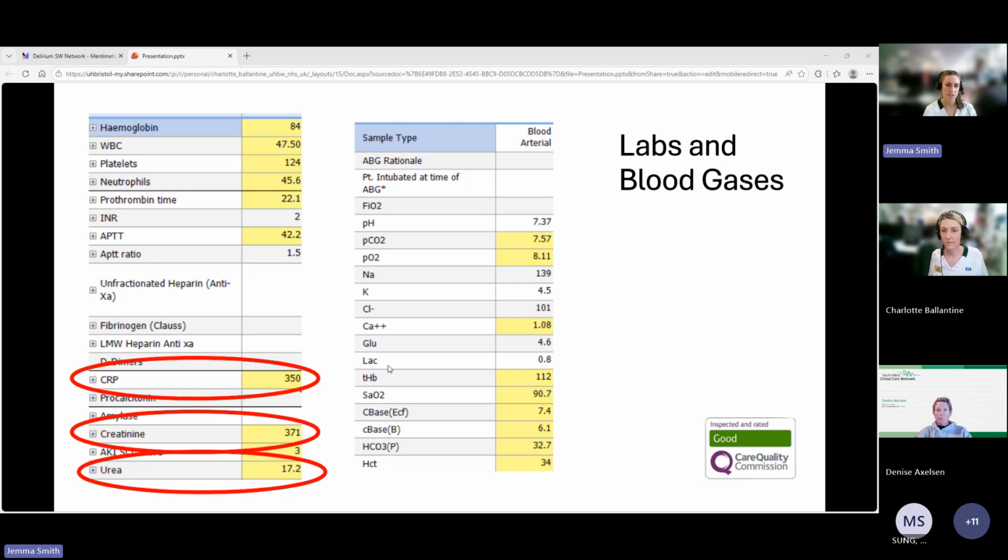Violet, in Oxford, are you guys in the OT team looking at ABGs, or are you leaving that to your physio colleagues? Mostly to the physios, but we do have a look and have a chat through. Yeah, fine. What kind of things are you looking at on your ABGs?